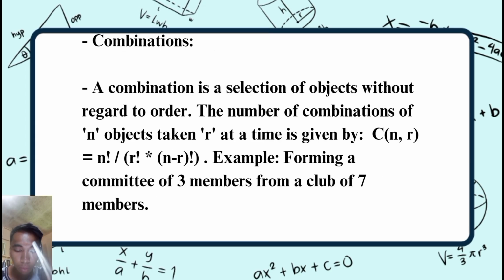Combinations. A combination is a selection of objects without regard to order. The number of combinations of n objects taken r at a time is given by the formula. Example, forming a committee of 3 from a club of 7 members.